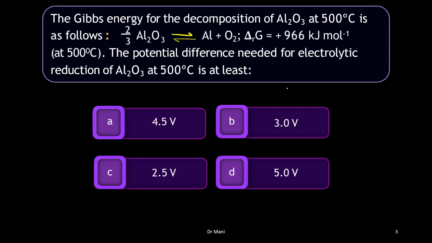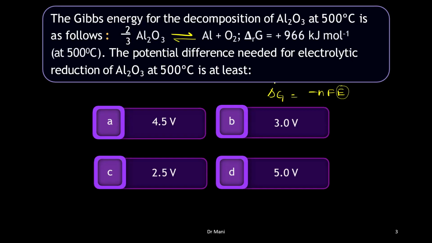Okay, so we know the Gibbs energy formula. When you mention the Gibbs energy, the formula that I get is delta G equals minus nFE. Yes or no? Here, what I need to find out is the E value. That is what I need to find out.